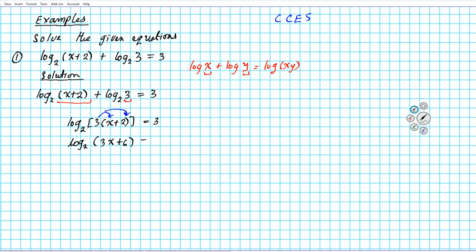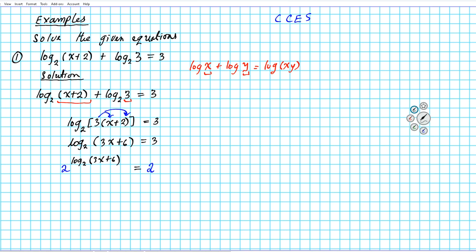Okay, and then that's going to be equal to 3. So now we have condensed the log into 1. Now the next step is the E step, eliminate. We're going to eliminate this log. Now this is a log base 2, so we're going to exponentiate both sides using 2 as the base of exponentiation. Okay, so two big 2's and then a little log base 2 of 3x plus 6.